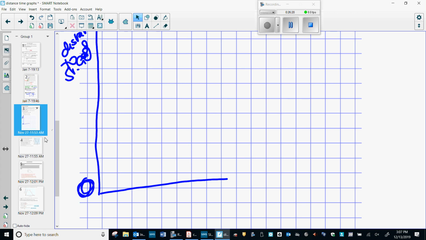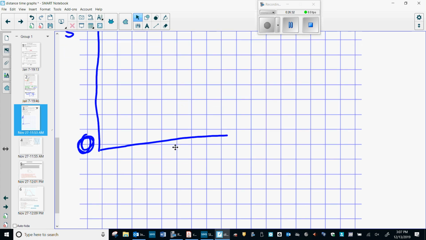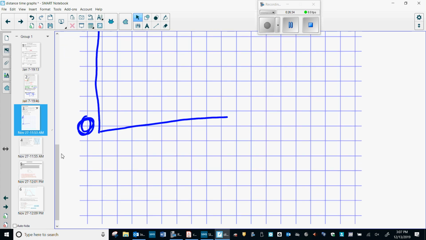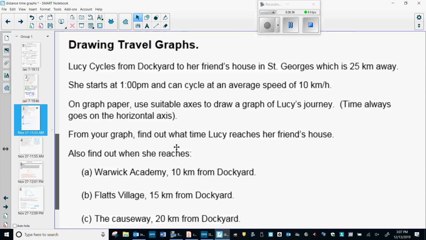Then you need to answer the question. It says how far away are those features. So you're going to find 10 kilometers on your vertical axis and read across until you hit your line, and then tell me what time you get to Warwick Academy. Do a similar thing for the flats and then the causeway.